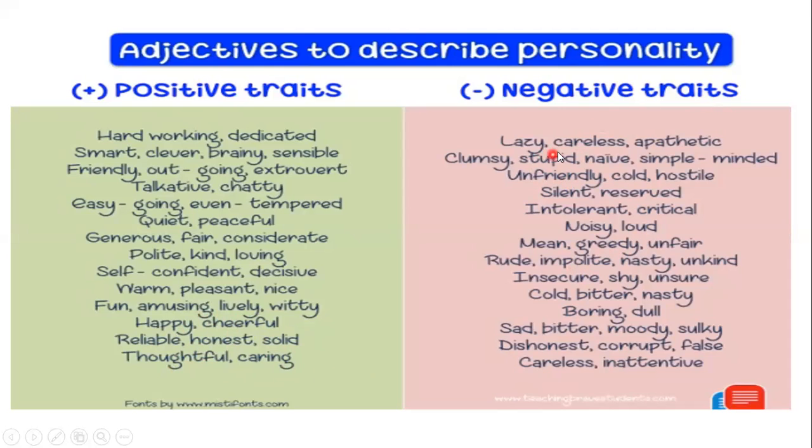Negative traits: lazy, careless, apathetic, let's see, clumsy, stupid, they are not good, right? Naive, simple-minded, unfriendly, cold, hostile, silent, reserved, intolerant, critical, noisy, loud, mean, greedy, unfair, esto se pronuncia unfair, rude, impolite, nasty, unkind, insecure, shy, unsure, cold, bitter, nasty, boring, dull, sad, bitter, moody, sulky, dishonest, corrupt, false, careless, inattentive.